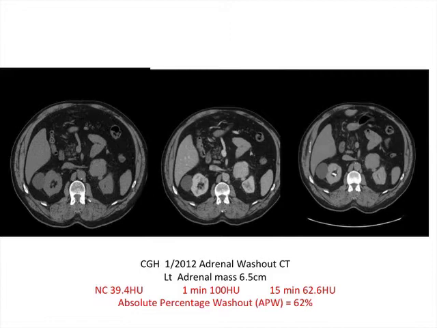So generally 60% or more is considered to be the threshold for which we're fairly comfortable that the lesion is benign. However, the degree of enhancement in this lesion is quite high, as I've mentioned, and it's atypical for an adenoma. So the differential here is narrowed now.